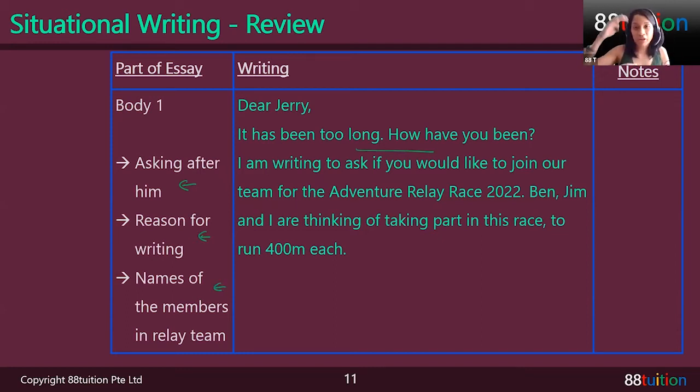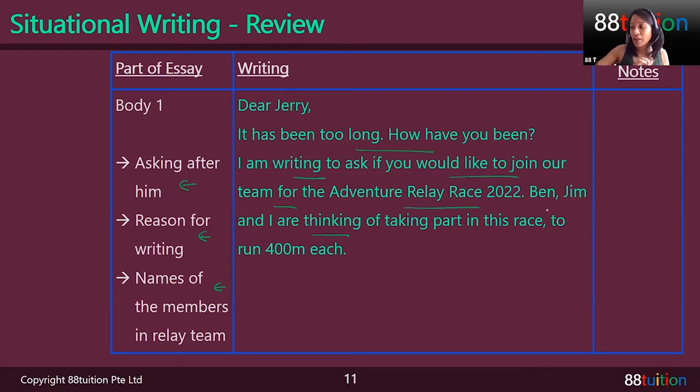Basically, you can jumble it all up. Okay, it doesn't have to go in order as long as the points are there. I'm sure your teacher will have told you, we mark by points, we don't mark by order. Okay, so: I'm writing to ask if you would like to join our team for the Adventure Relay Race 2022.